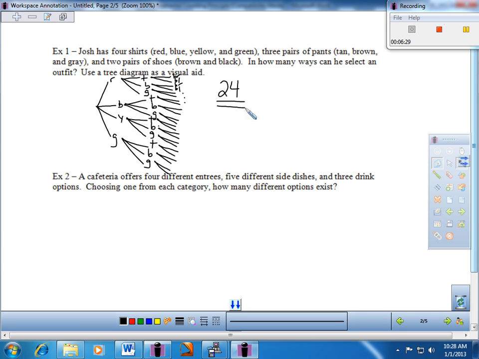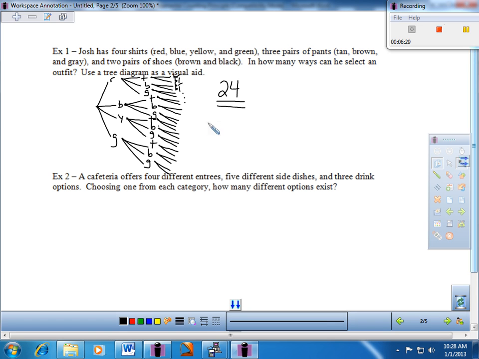Okay. Now, again, you can kind of see it, the way this example is set up, that I asked us to use a tree diagram as a visual aid to come up with those 24. Now what we want to do is come up with what's called the fundamental, or the multiplication counting principle, to kind of shortcut this. And again, if you've seen this before, outstanding.